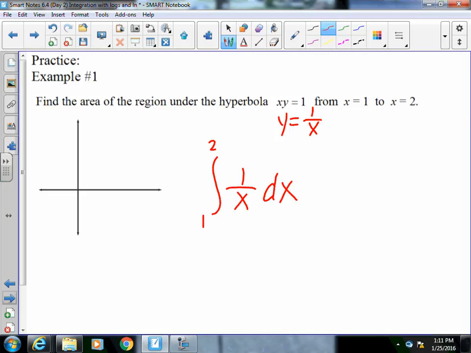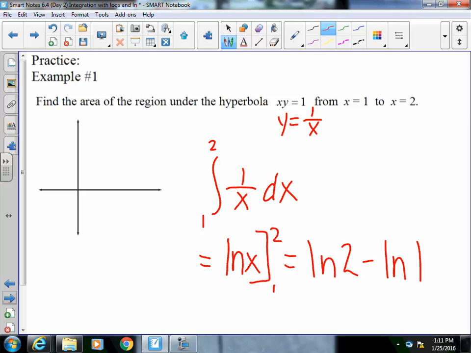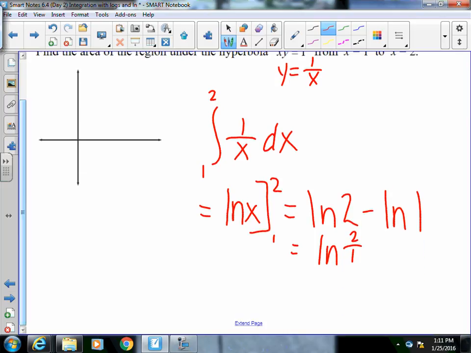If you need the picture for that, do it. Otherwise, let's anti-derive. The antiderivative of 1 over x is ln of x from 1 to 2, which means we use the ln of 2 minus the ln of 1. Couple options here. You could know that the ln of 1 is 0, or we could combine these by division, however you want to go about it, and find out that this equals ln of 2, which is approximately 0.693147.